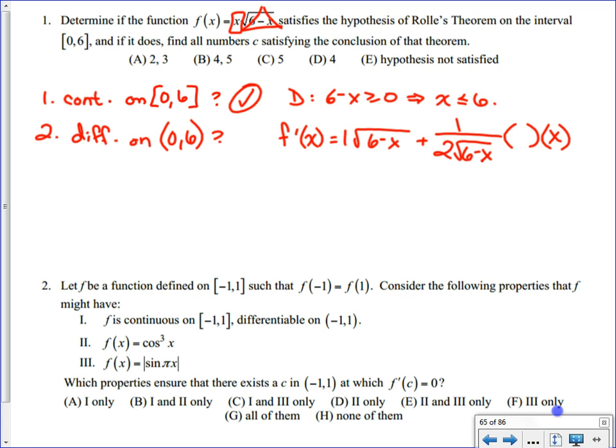What should go in the parentheses? Times u prime. Bring down the 1/2, make it negative 1/2 times 6 minus x prime. That's a negative 1. Now what? Well, all cool kids would get a common denominator eventually, but if you're just looking for differentiability, you're just looking at the domain of the derivative. Question: does the derivative exist everywhere? Nope. Where does it not exist?